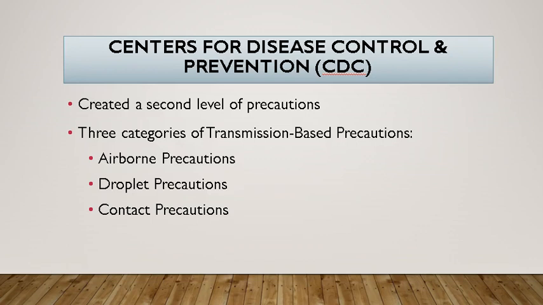The CDC, Centers for Disease Control and Prevention, has recognized that standard precautions may not be enough to prevent infection. They have added 3 more categories of transmission-based precaution that can be used in addition to standard precautions. The 3 categories are airborne precautions, droplet precautions, and contact precautions.